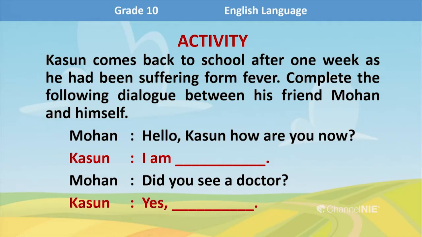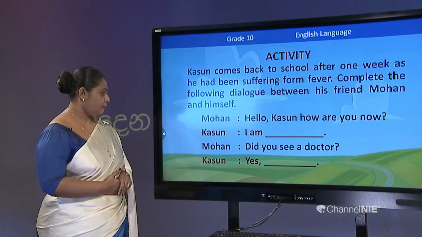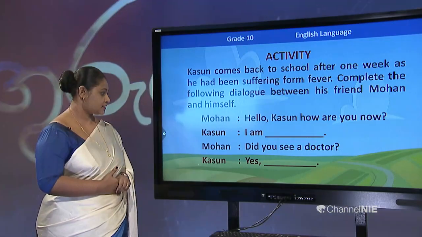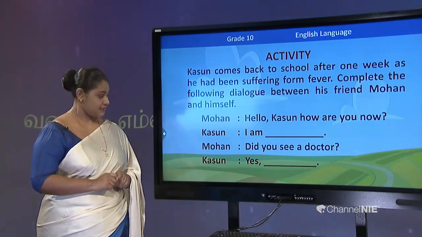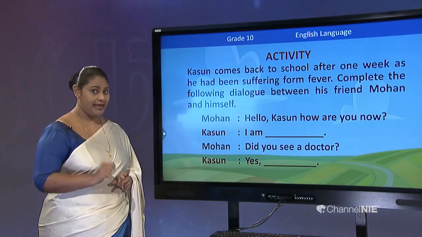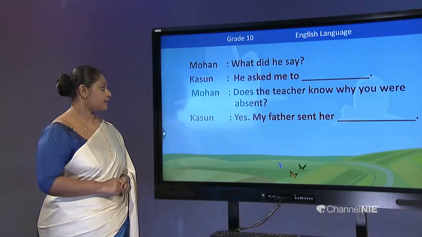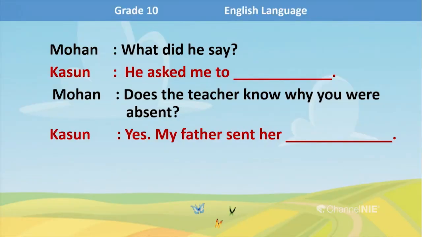Yes, Suchitra? All right. So, Mohan and Kasun are the characters. Mohan says, hello, Kasun, how are you now? Kasun, I am blank. Mohan, did you see a doctor? Kasun, yes, blank. Mohan, what did he say? Kasun, he asked me to blank. Mohan, does the teacher know why you were absent? Kasun, yes, my father sent her blank.